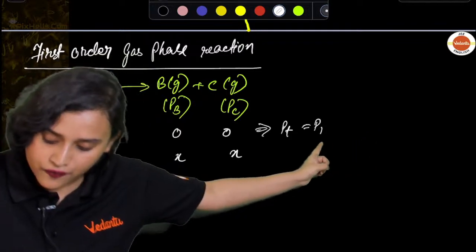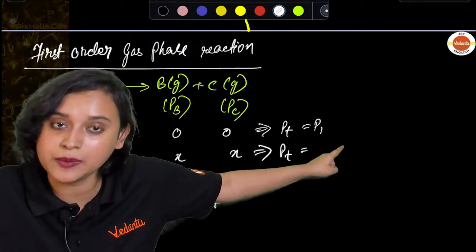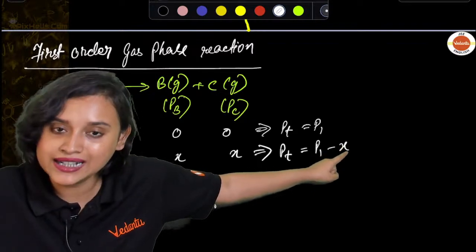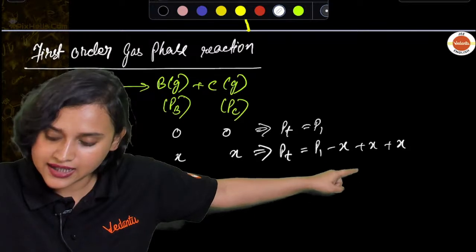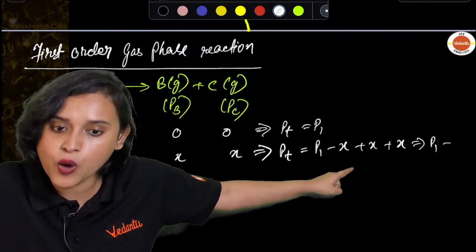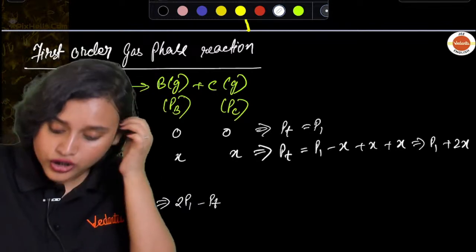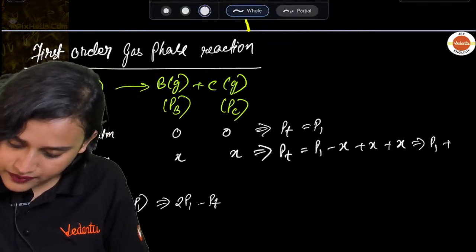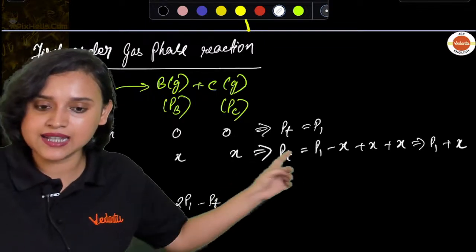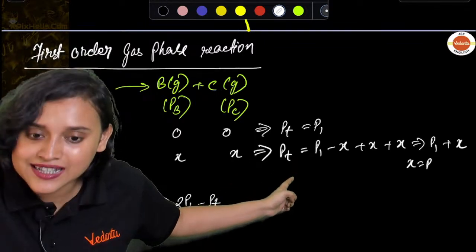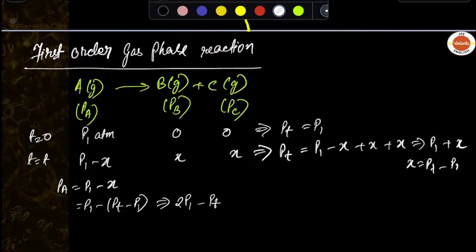Come this side. See, for this part right here, now what is going to be my P total? My P total is going to be P1 minus X plus X plus X, isn't it? Plus X, yes. So that means that it will be P1 plus 2X. No, not 2X, sorry. It won't be 2X. So this one gets cancelled. So P1 plus X, am I right? That means that X is equal to PT minus P1, and that is the one thing that I have utilized here. Everybody check it out guys.